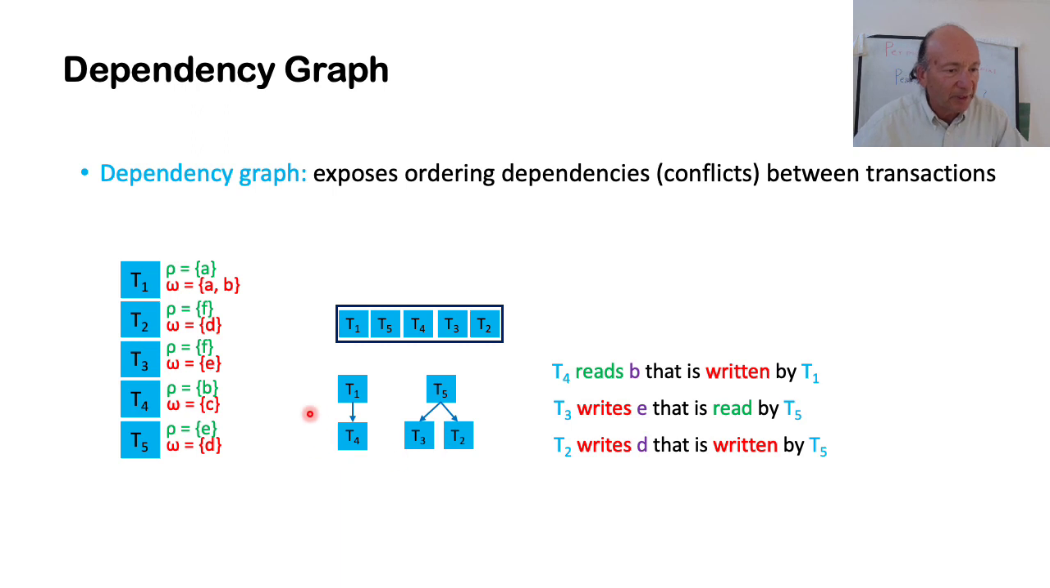So in this case, we have T5. What does T5 do? T5 reads E and writes D. So as a result, we have T3 that writes the value that was read by T5, and T2 writes the value that was written by T5. So there is an order. T1 must be executed before T4, and T5 must be executed before either T3 or T2. But T2 and T3 can be executed in parallel, and T1 and T5 can be executed in parallel.